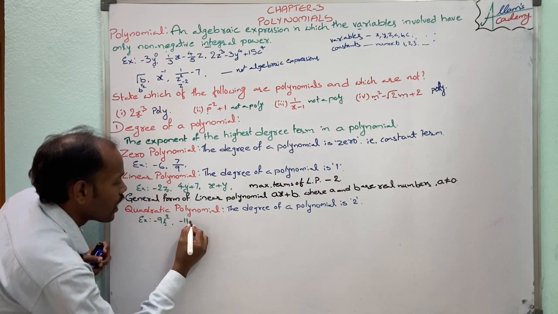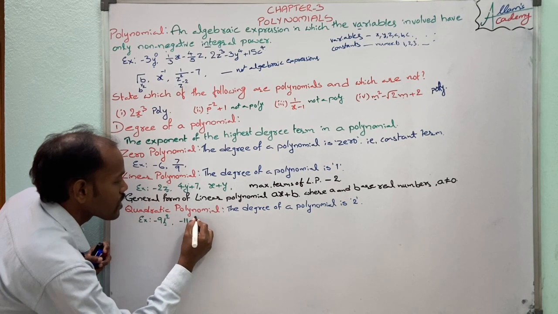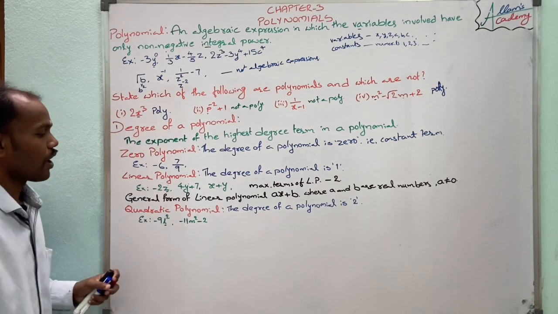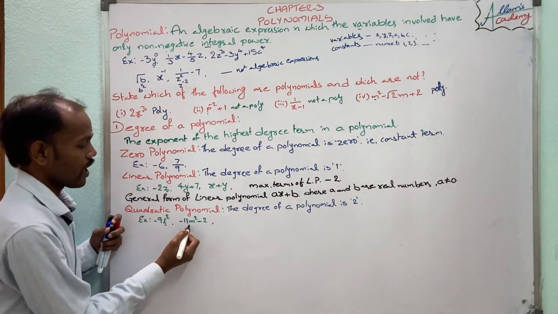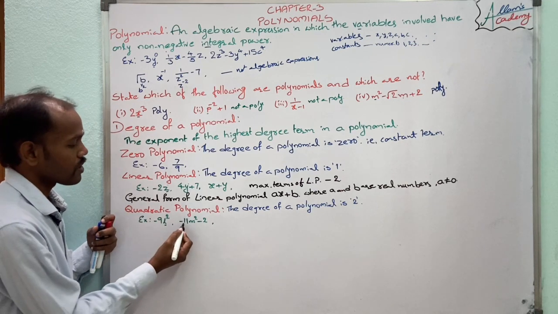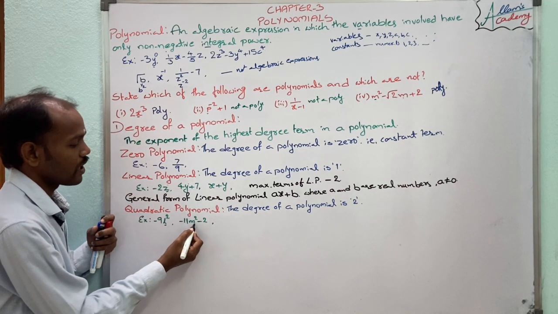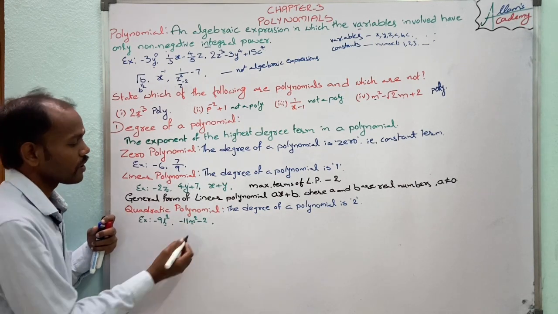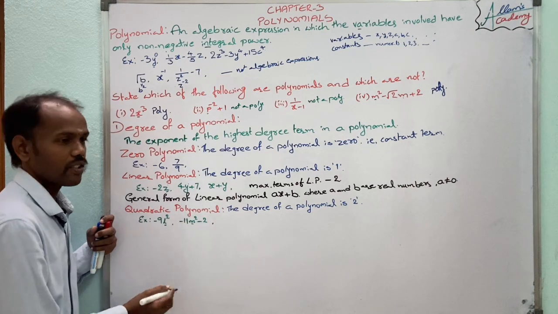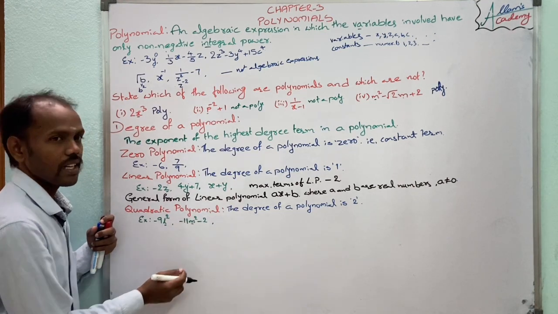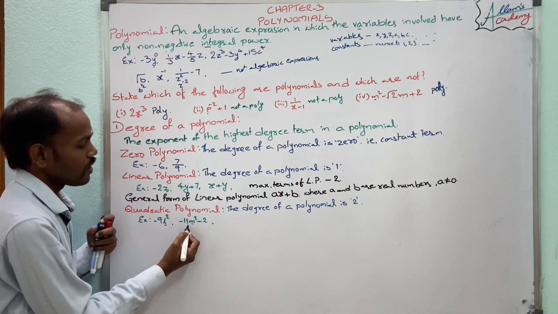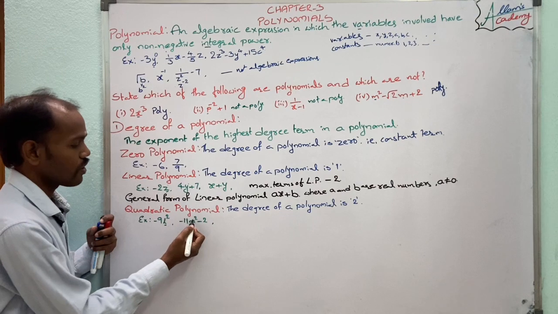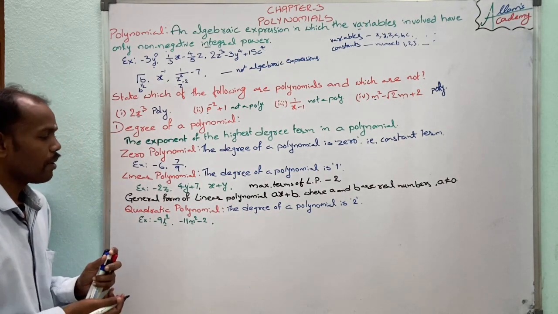minus 11m square minus 2. Now in this example there are two terms. The first term is minus 11m square, so the variable is m, and m has the exponent 2. Next the second term is minus 2, a constant term, so its degree is 0. Now in both, the highest degree is that of minus 11m square, which is 2, so it is a quadratic polynomial.